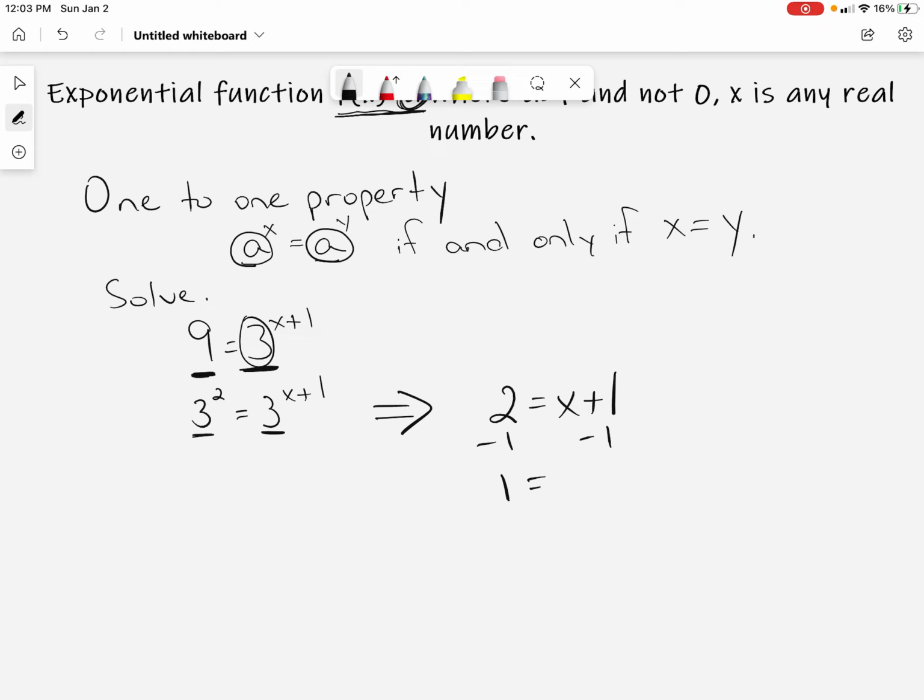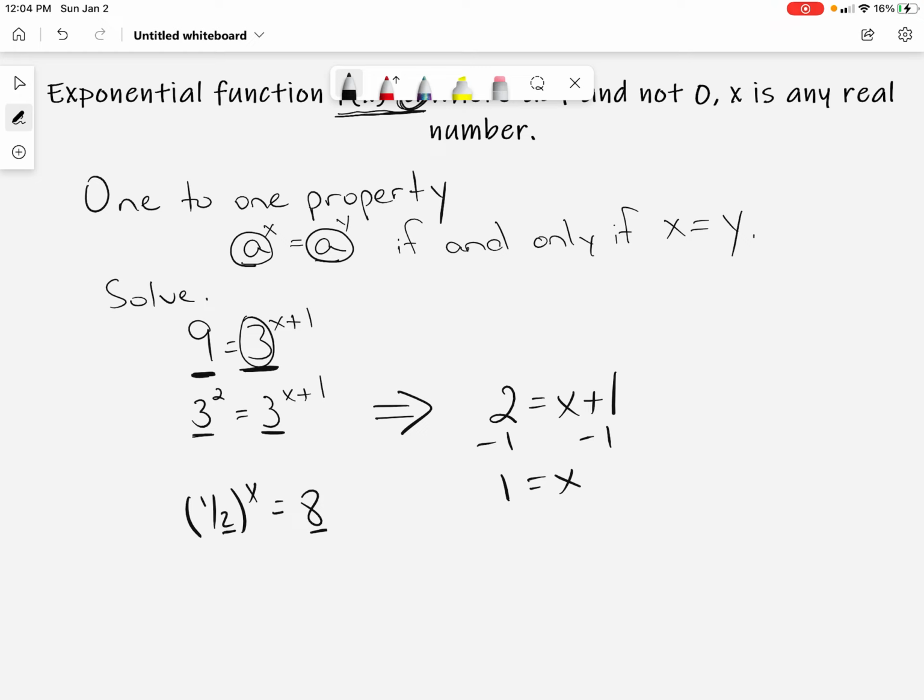get 1 equals x. Okay, let's try a little more complicated one. So now let's take (1/2) to the x equals 8. So again, we have to get these two sides to the same base. So hopefully you notice we have a 2 here.